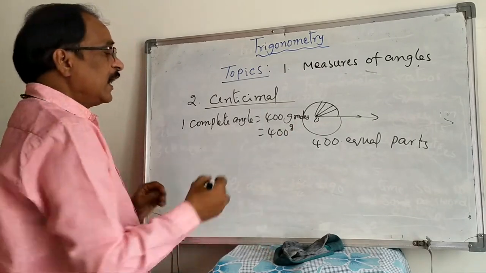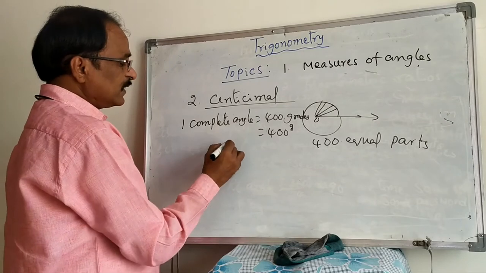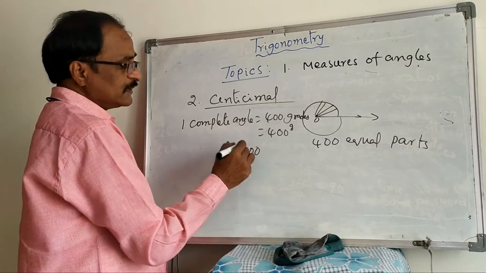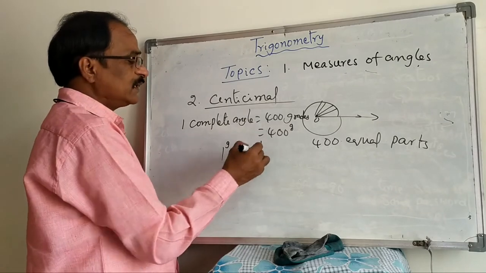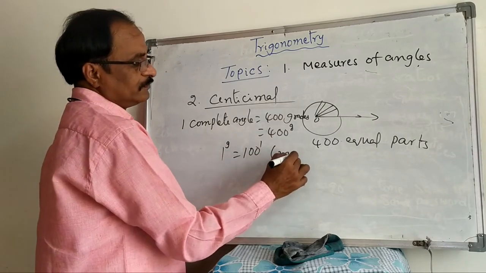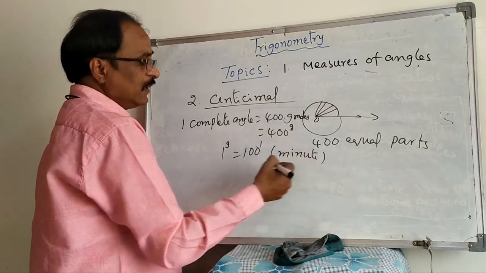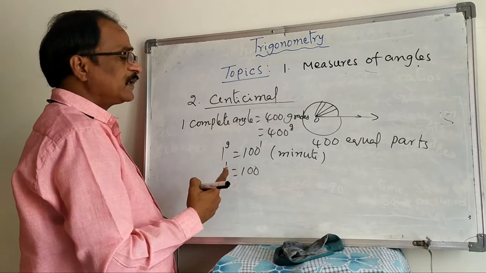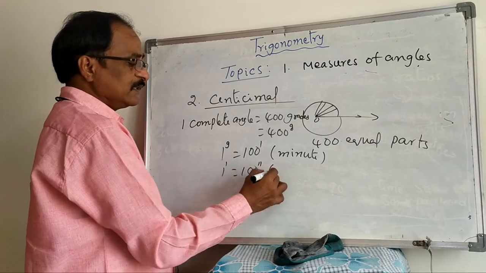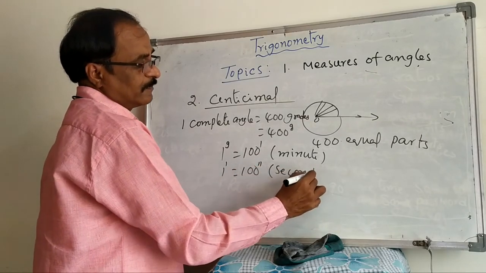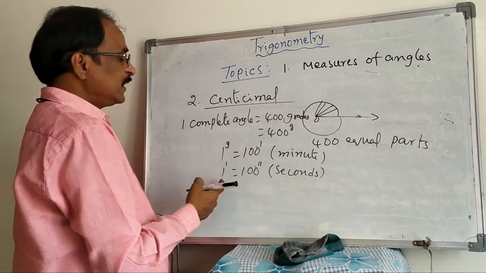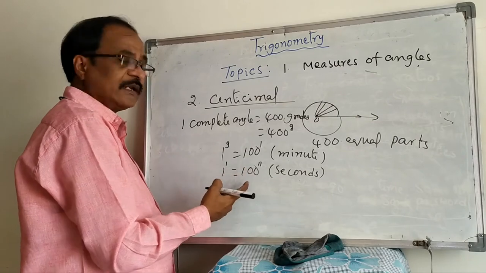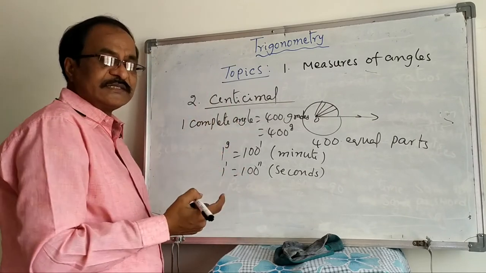One grade is further divided into 100 equal parts. Each part is called a minute, with its symbol. And again 1 minute is further divided into 100 equal parts. Each part is called a second, denoted like this. So here 1 grade is equal to 100 minutes, and 1 minute is equal to 100 seconds in the centesimal system.